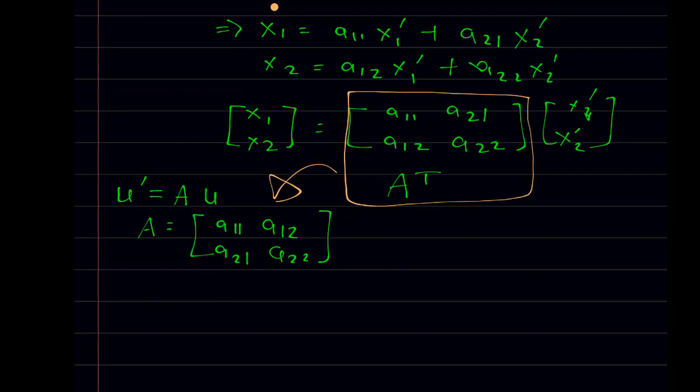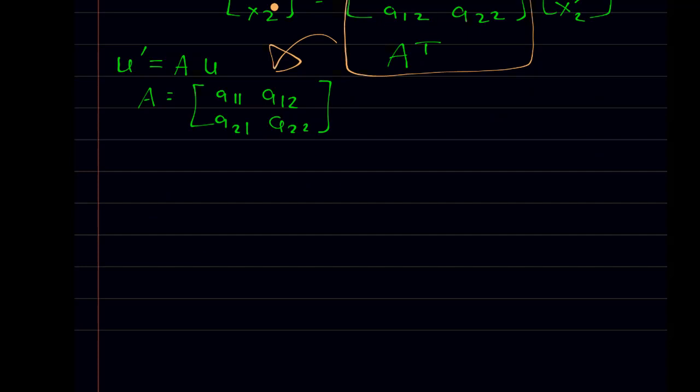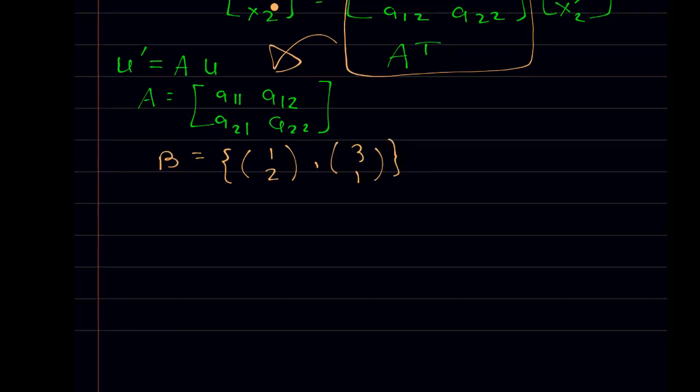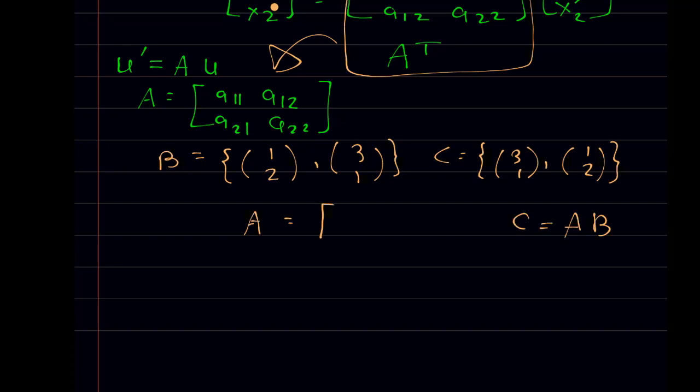And you have basis C, which is (3, 1) and (1, 2). And I already found the matrix A that was taking you from the old basis to the new. That is, C can be written as A times B. So this is what we did. And what was the matrix? The matrix turns out to be [0, 1; 1, 0].